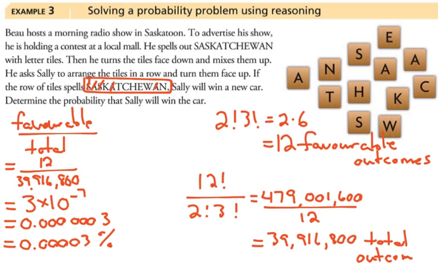Significantly less than 1%. So if you've ever wondered why the radio shows offer such extravagant prizes, such as a new car, this is why. They know the math. They know the chances of anybody winning this are so incredibly small that they will almost never have to give away that car.